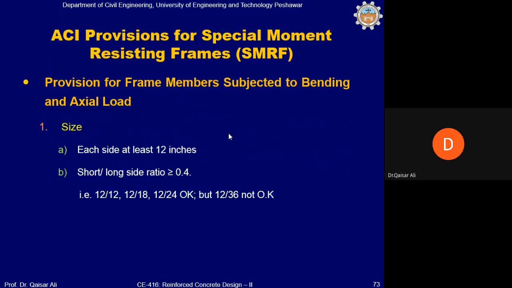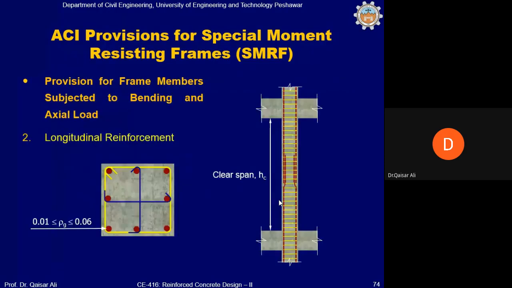If a column is part of a special moment frame, then the size of the column shall be at least 12 inches, and the short to long side ratio shall be more than 0.4, which means that 12 by 12, 12 by 18, 12 by 24 columns are allowed, but 12 by 36 columns are not allowed. Again, by this provision, the ACI code wants to make sure that slenderness along one of the weak axes is avoided along the height of the column. Minimum longitudinal reinforcement shall be 1%, maximum 6%. However, practically, it would be very difficult even to place reinforcement more than 3% because of the congestion of steel in the lap locations.